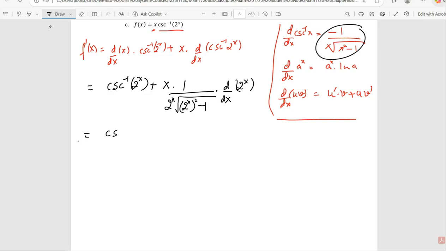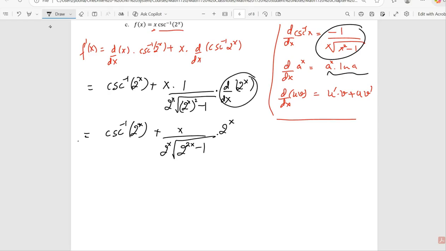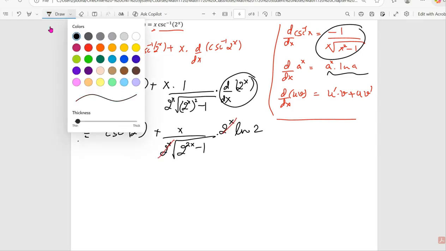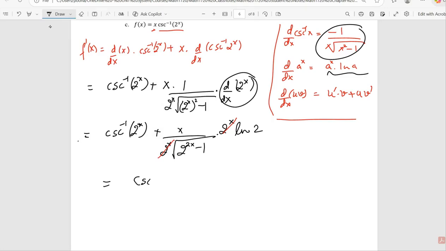Cosecant inverse of 2x plus x by 2 to the power x times square root of 2 to the power 2x minus 1, times the derivative of this, using this formula, 2 to the power x natural log of 2. We can see that this can cancel with this. So our final answer is cosecant inverse 2x plus x natural log of 2 divided by square root of 2 to the power 2x minus 1.